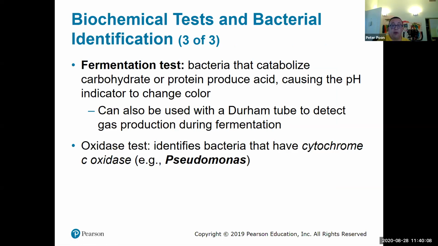The other test that you will do in the lab is the oxidase test. The oxidase test identifies bacteria that have cytochrome C oxidase. They have an enzyme called cytochrome C oxidase, and that shows that they have an electron carrier and they're capable of using the electron transport chain. An example is Pseudomonas.